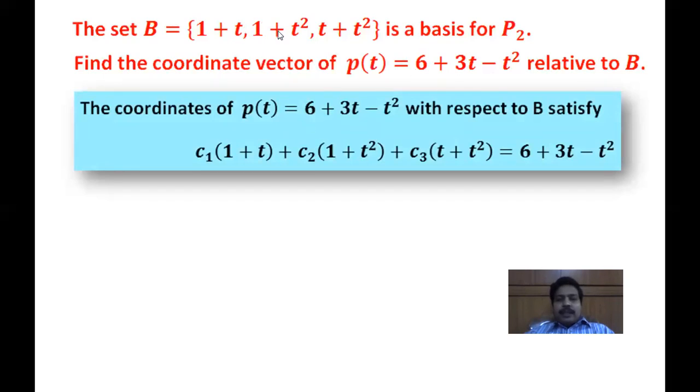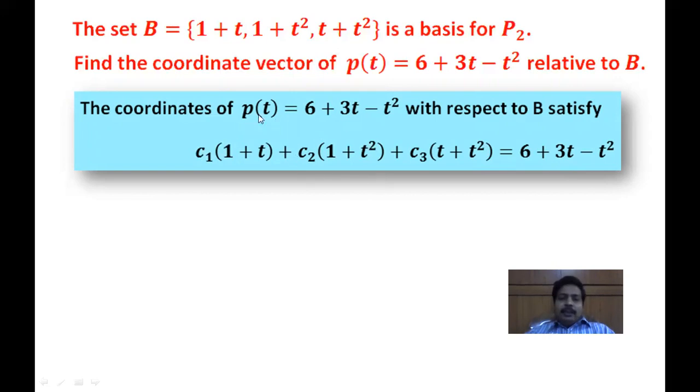a linear combination of these vectors, we can write it in this way. That is C1 B1, where B1 is 1 plus t: C1 times (1 plus t) plus C2 times the second vector, that is 1 plus t square, plus C3 times (t plus t square) is equal to our vector p(t). So now it is in the form of x is equal to C1 B1 plus C2 B2 plus C3 B3, where B1, B2, B3 are the vectors of the basis.